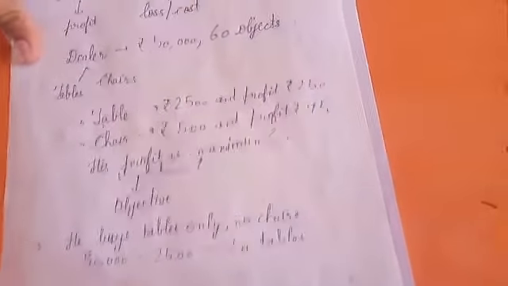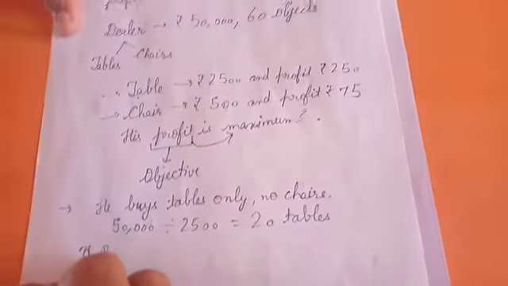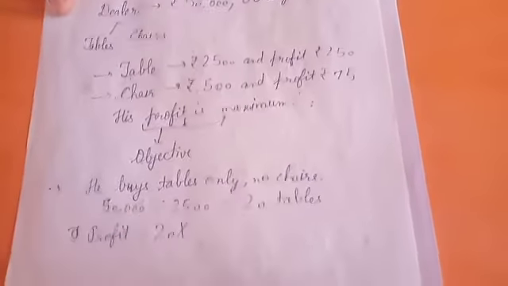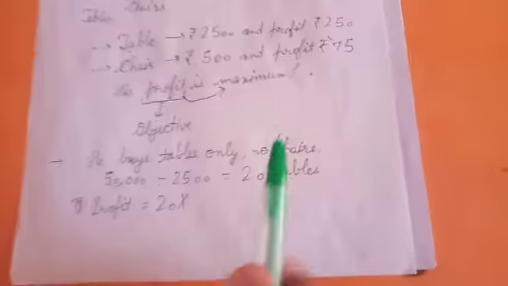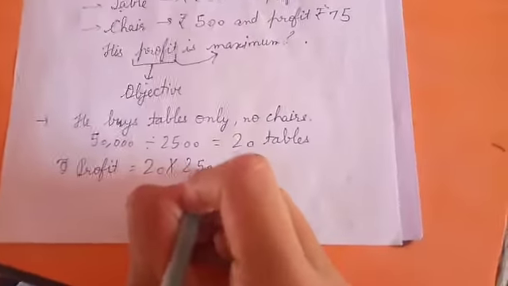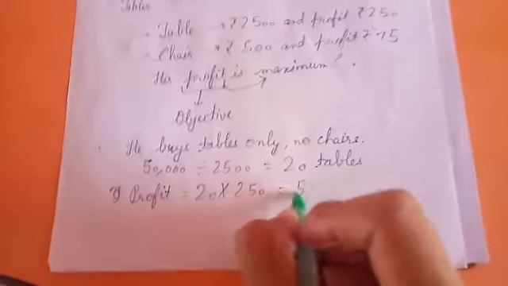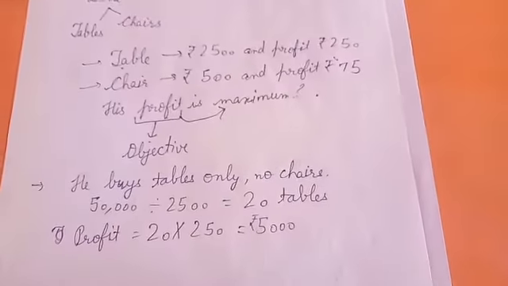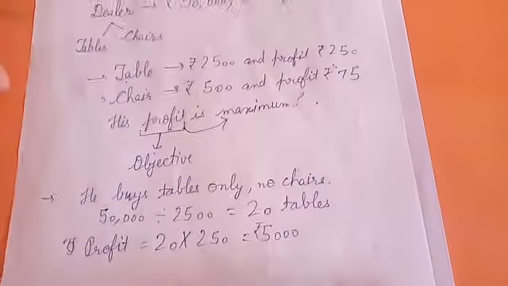Okay, so what will be its profit? Profit will be 20 into how many? What is profit on each table? That is 2,500. Sorry, 250. So that is 5,000. He will have a profit of 5,000 rupees. Okay.